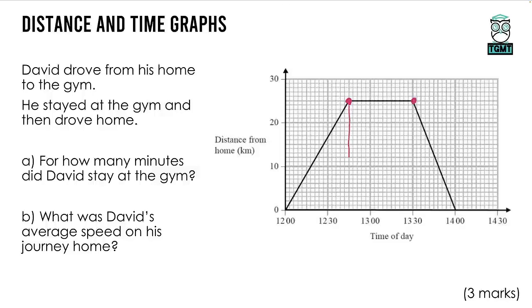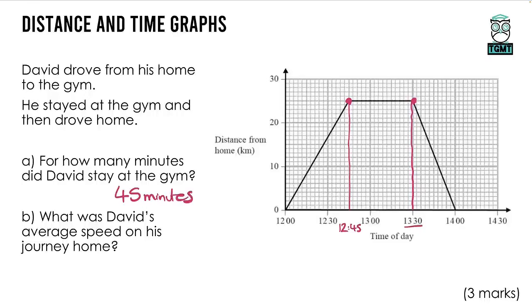So if we go down really carefully using a ruler, that is 12:45 that he got to the gym, and then when he left, it was 1:30. We've got that 1:30 just here. So from 12:45 to 1:30, that's a total of 45 minutes.